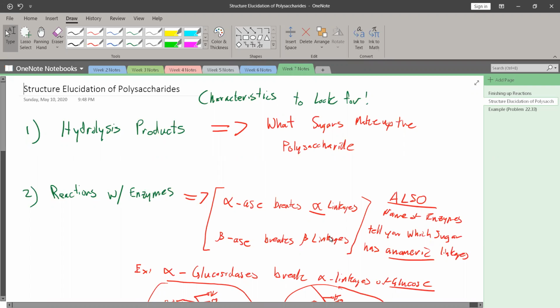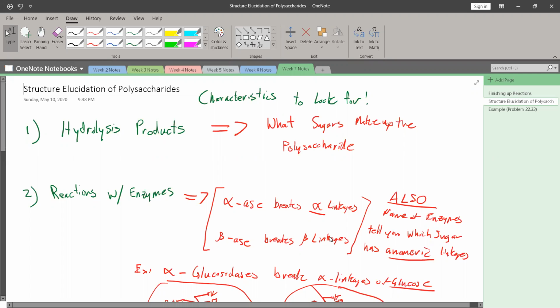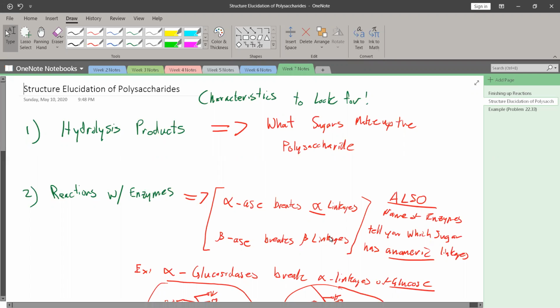Today I wanted to talk about the structure elucidation of polysaccharides. That's a lot of big words, but what I'm trying to say is, okay, I have all this information. I know the reactivities of some disaccharide or some kind of sugar in my solution. Well, what is the structure of that sugar? And also, what is the structure of that disaccharide? And what are the different bonds that we can make?